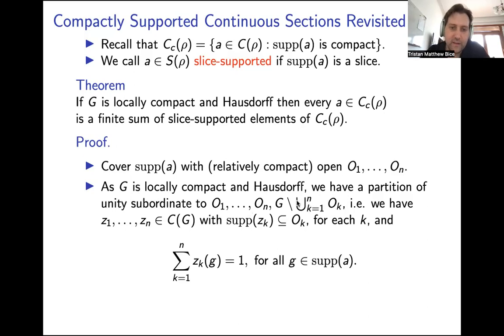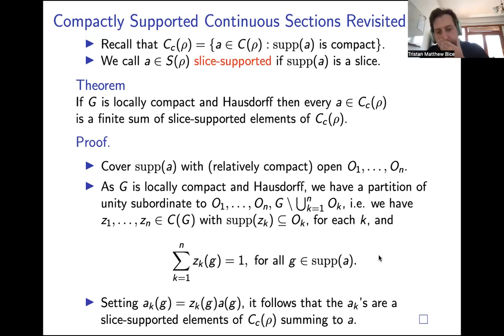The point is that you can have these scalar valued functions where the scalars take values between 0 and 1, and you can ensure that they partition at least the support of your original section A, in the sense that they're subordinate to the OKs, so all the supports lie in OK, and when you take the sums, you end up with 1, at least on the elements in the support of A. You would have to have some additional function if you wanted it to be 1 elsewhere, but we don't care about that.